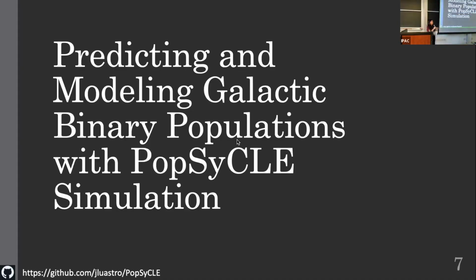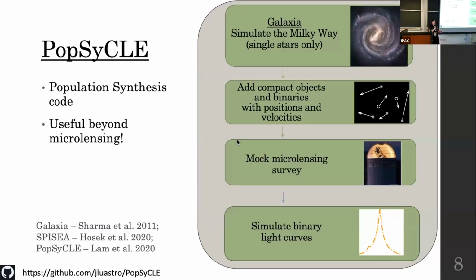To get a better understanding of the population and what sort of constraints we can make, the completeness corrections that need to be done, we model them with Popsicle. Popsicle, as Jessica mentioned, is a population synthesis code where we start out with Galaxia, which simulates the Milky Way with single stars only. We then inject compact objects and binary companions using the positions and velocities as informed by Galaxia. You could just take it there and use it to do population synthesis in general. You just got a patch of the Milky Way.